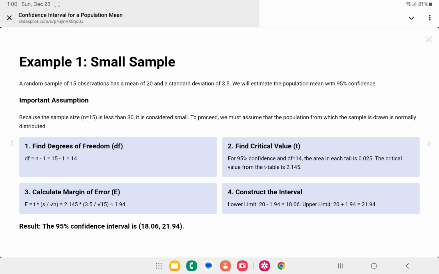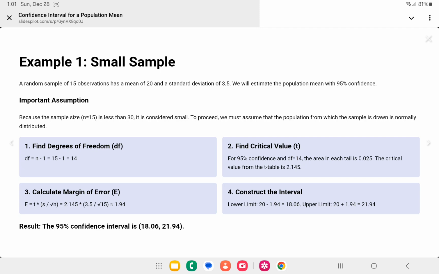If the sample size is large, that is at least 30, this assumption is not necessary due to the central limit theorem. Now, for n equals 15, degrees of freedom n-1 is 14. So for 95% confidence, or alpha 2 tails 0.05, the critical value is 2.145 at 14 degrees of freedom. The margin of error is therefore about 1.94. The lower limit of the confidence interval will be the sample mean minus the margin of error, and the upper limit will be the sample mean plus the margin of error.